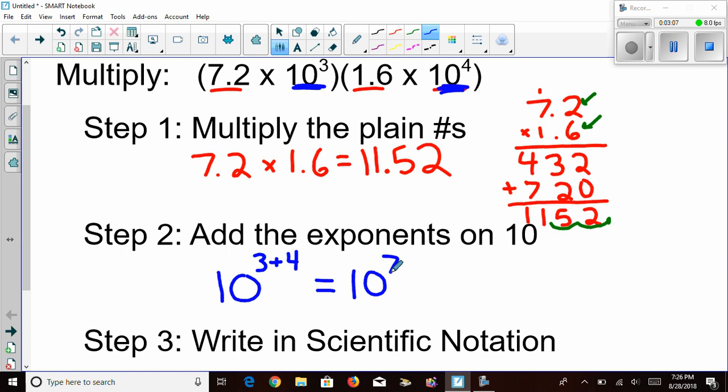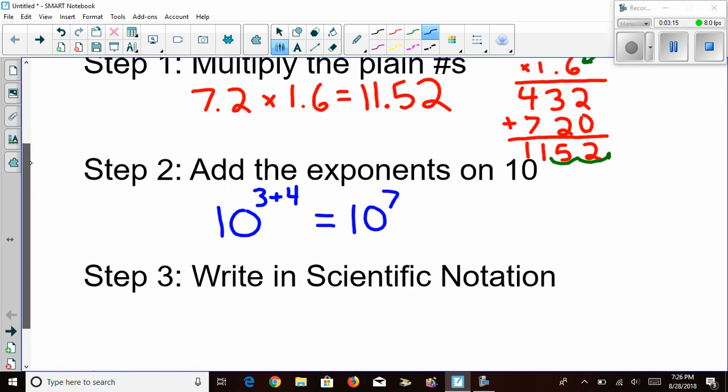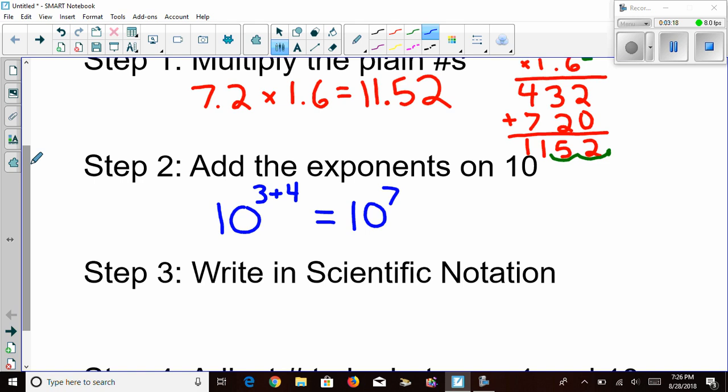In the next step, we're going to piece these two together to make one answer. So in step 3, I'm going to take the two pieces we have and go ahead and write our new number in scientific notation. It's going to say 11.52 times 10 to the 7. So here we go. Our answer so far looks similar to scientific notation.